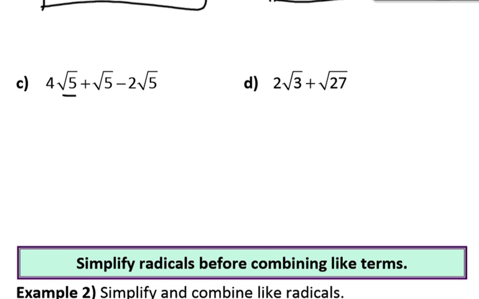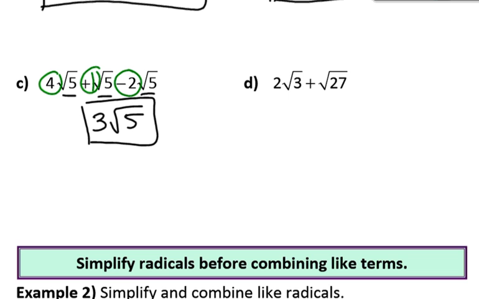All of those terms are alike: square root of 5, square root of 5, square root of 5. So we're just going to add their coefficients together. Now notice that the middle square root of 5 doesn't have a number. It's just like our x's. If there's not a number there, then that number is understood to be 1, not 0. So we're going to add 4 plus 1 minus 2. 4 plus 1 is 5, and 5 minus 2 is 3. So my answer is 3 square root of 5.